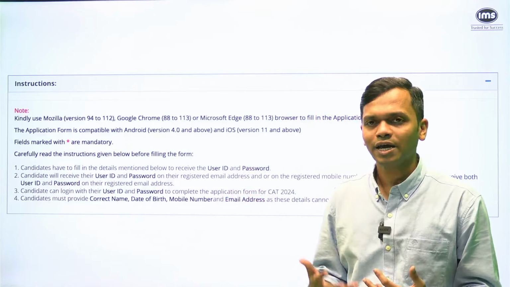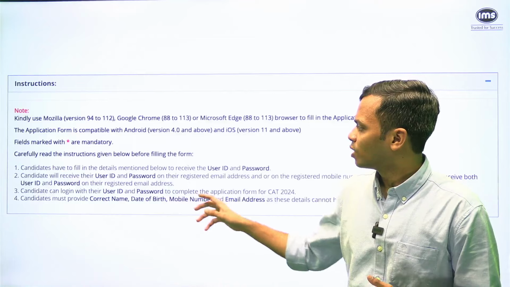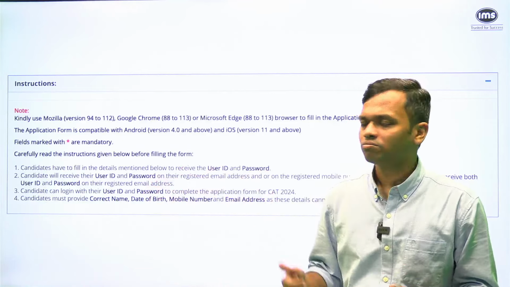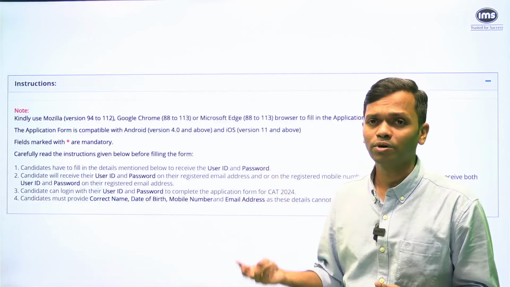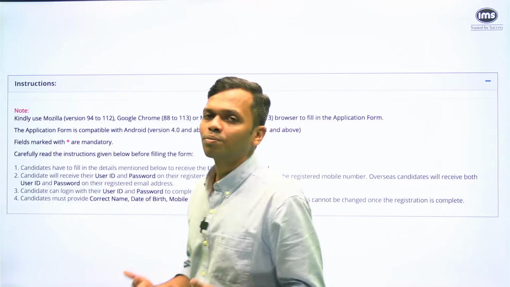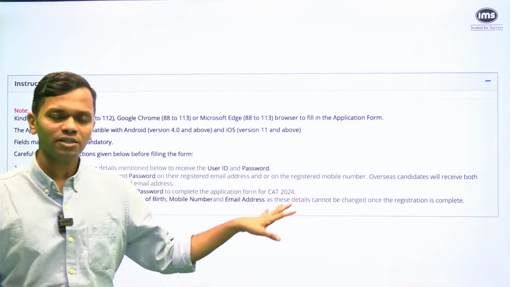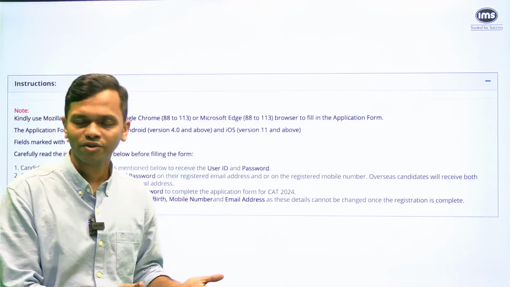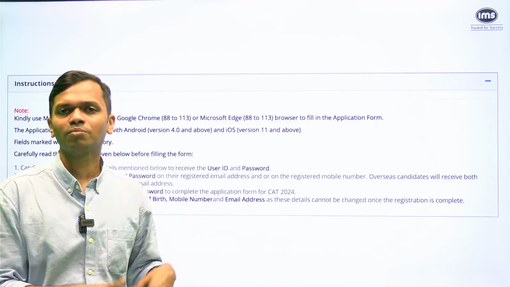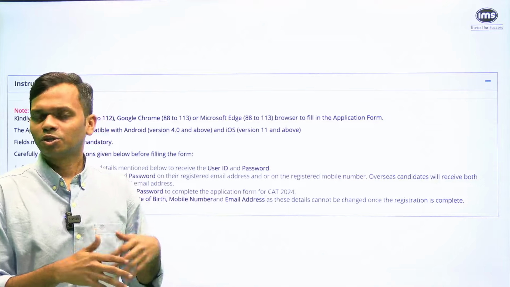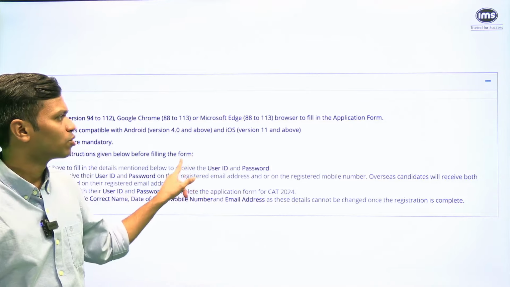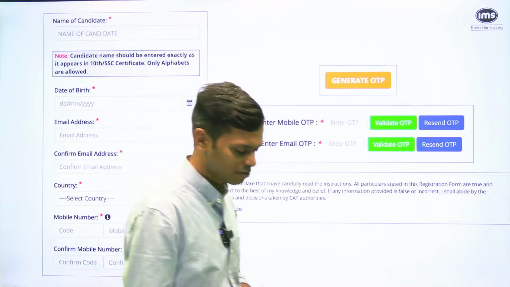So using that only you will be able to log in. Now ensure that you put the correct name, email ID, date of birth and all the details, because you will not be able to change it at a later point of time. So in case you make any mistakes at this stage itself, you will have to create a fresh account using some other mobile number and some other email ID. Just to avoid all of this, ensure that you put the right information the first time itself.